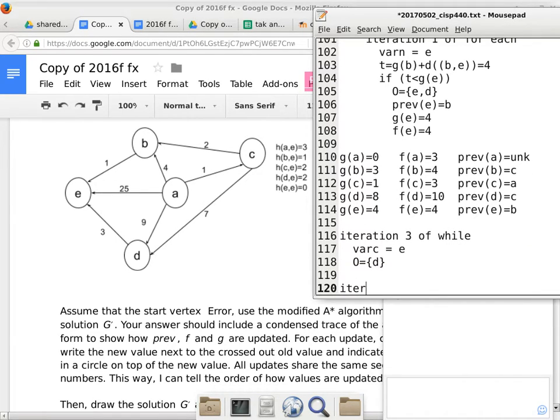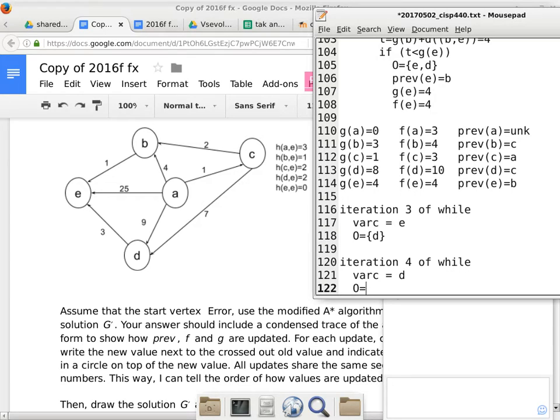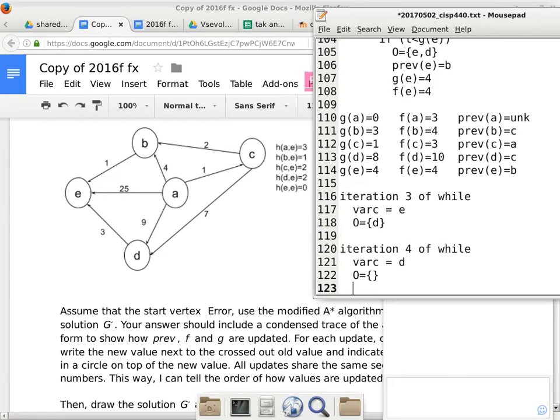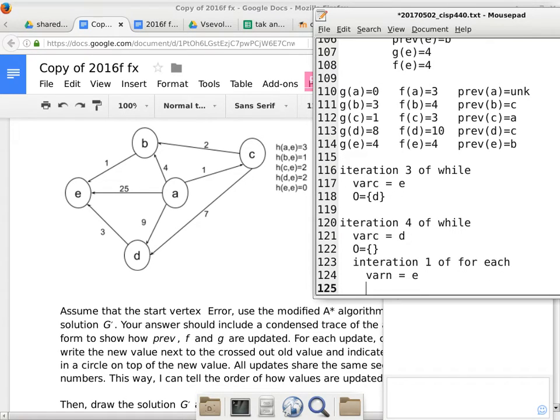Going back to the main loop, so now we're going for iteration 4 of the while loop, and this time we don't have a choice, okay, because we only have one element left, which is D in the set O. So that means we have to choose that one. So O will become an empty set at this point. So the next thing we have to do is to look at all the neighbors of D. D has one single neighbor, which is E. So we say iteration 1 of the for each loop, and var n, which is the neighbor, is easy to compute because D only has one single neighbor, which is E. So now we have to compute T, which is the cost of going through D to E.